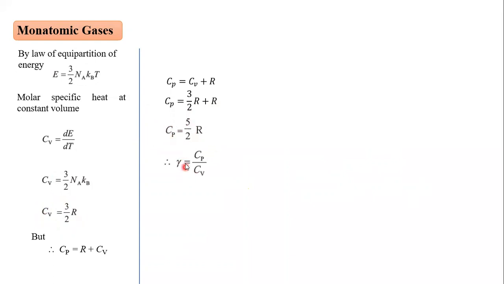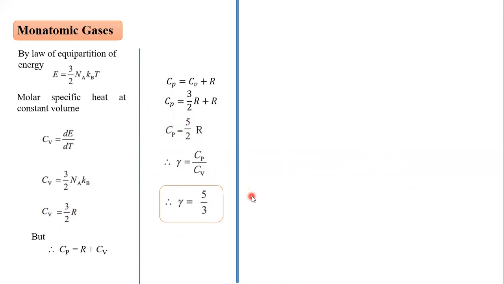Hence the ratio of specific heats, gamma, is Cp by Cv. Let me take the ratio. Cp is this, Cv is this. R and R get cancelled, the 2 gets cancelled, we get 5 by 3. So this is the value of the ratio of specific heats for a monoatomic gas molecule.